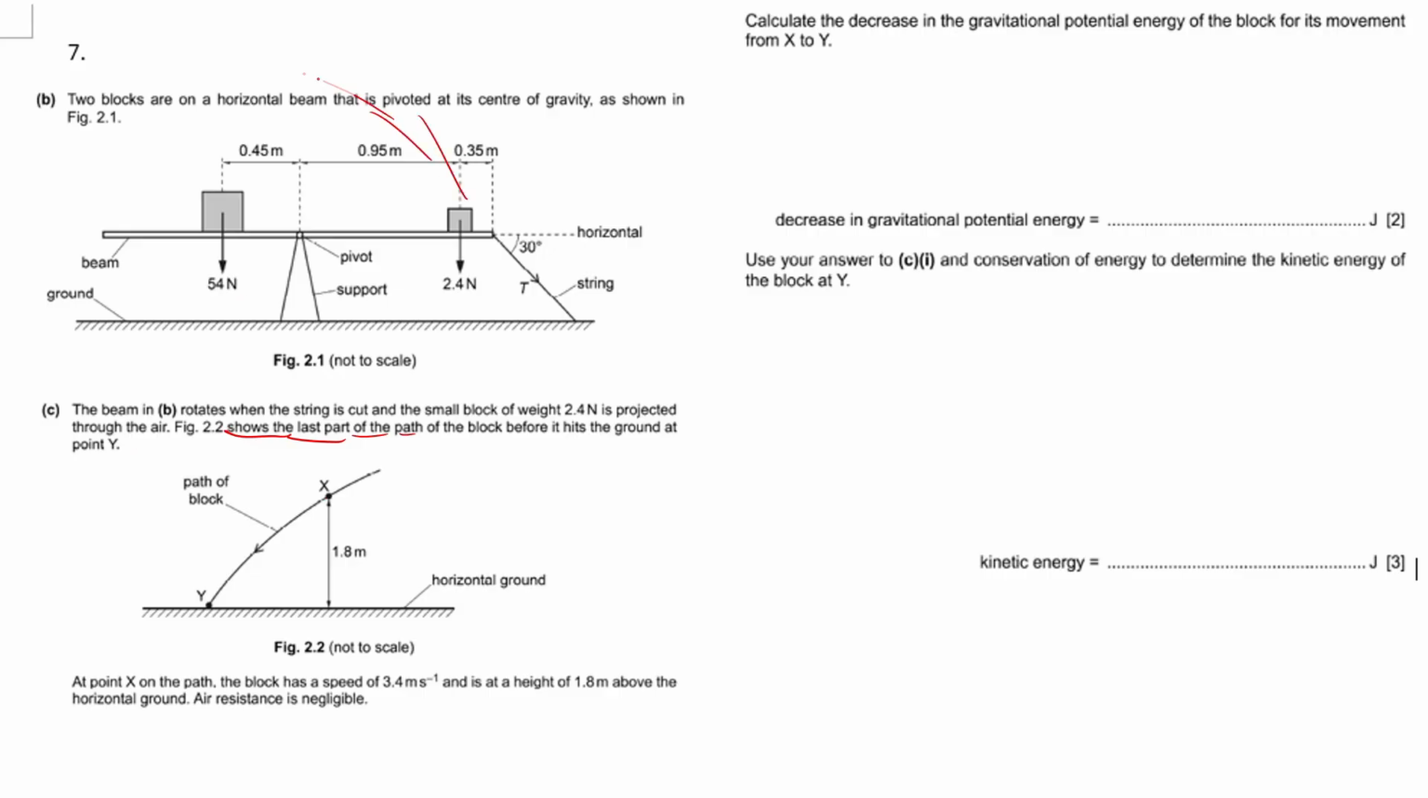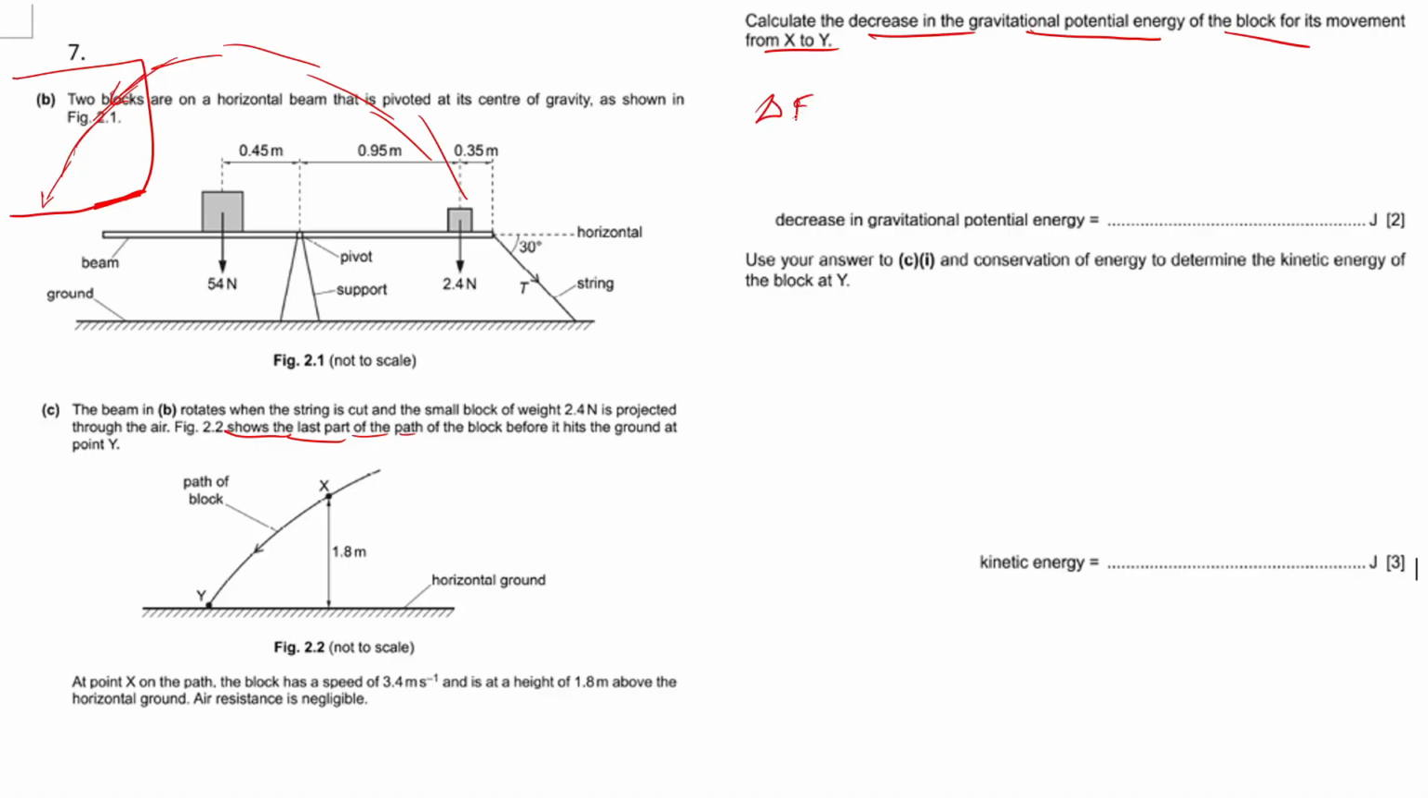So I'm guessing that it goes like this until it hits the ground, and then they give me a snapshot of this basically. Let's just say this is the ground, but essentially it's just a snapshot of the entire path. At point X of the path, the block has a speed of 3.0 meters per second and is at a height of 1.8 meters above the ground. Air resistance is negligible. So calculate the decrease in gravitational potential energy of the block for its movement from X to Y.